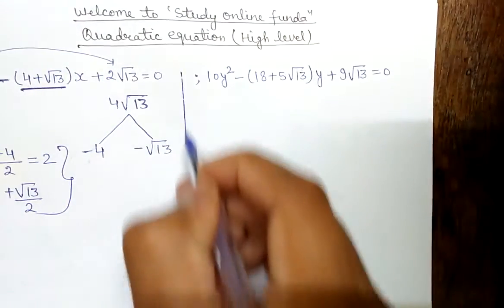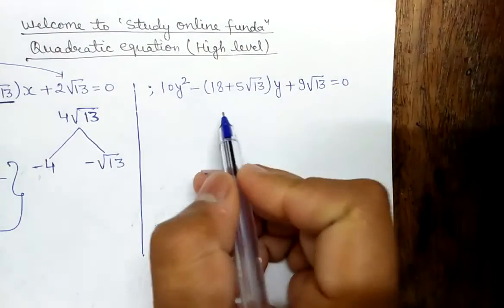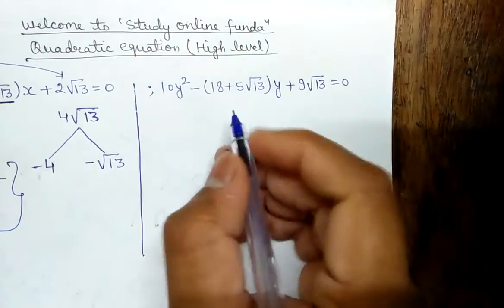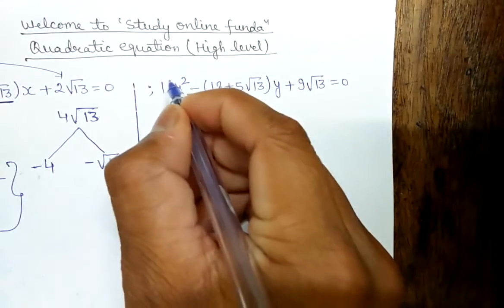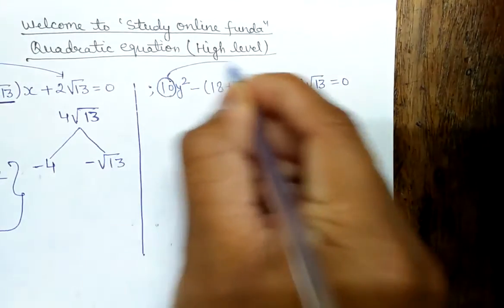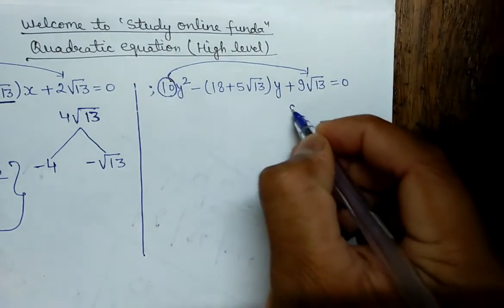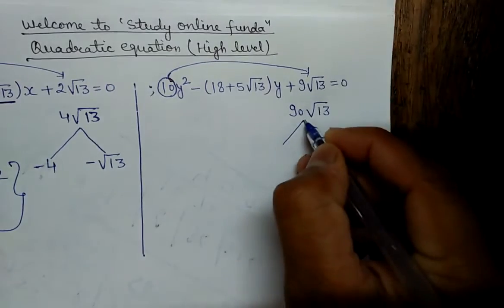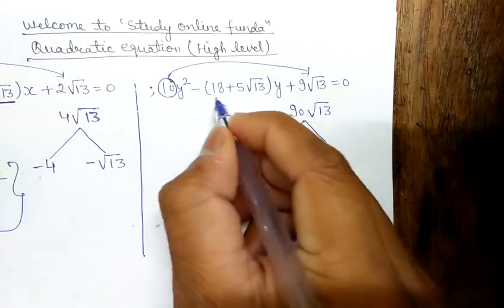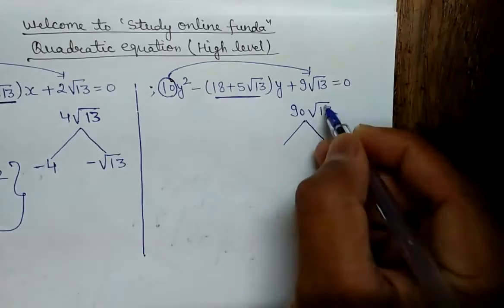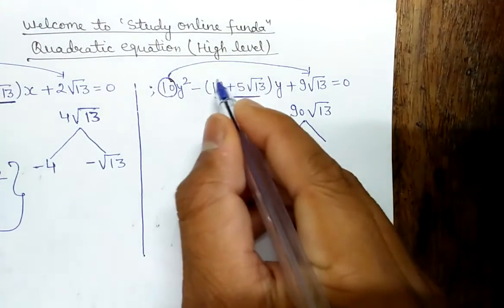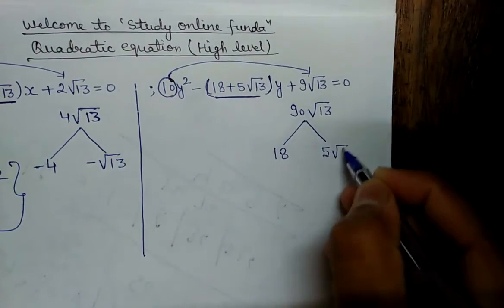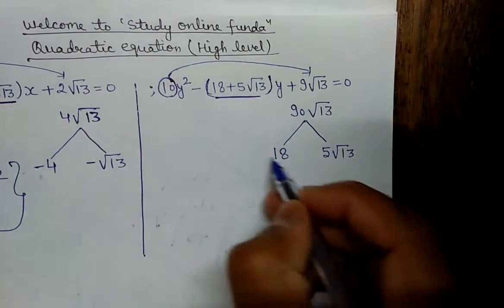Similarly, if we have to find the root of this equation, 10y square minus 18 plus 5 root 13 y plus 9 root 13 is equal to 0, how will we find this equation's roots? First of all multiply the coefficient of y square by the constant value. We will get what? 90 root 13. Now if we divide it, by adding we will get this, and if we multiply them we will get this. Directly write whatever is given in the bracket, 18 and 5 root 13. And here it is negative, so we will take negative.